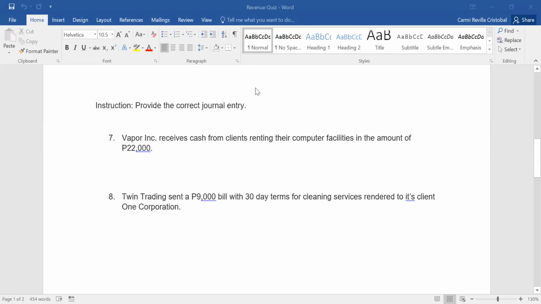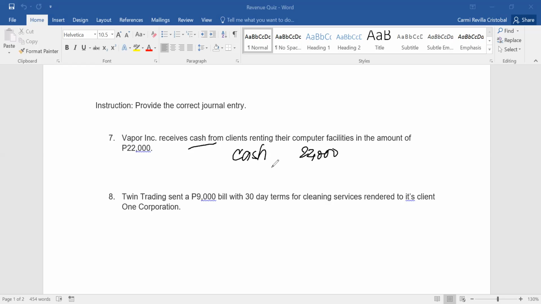Okay, let's proceed to the next exercise. Ayan. Provide naman tayo ng journal entry. Okay, let's do that. Number 7. Vapor Inc. receives cash from clients renting their computer facilities in the amount of 22,000 pesos. Alright, so dito pa lang sa statement, you'll know na yung business nila. It's like they're renting their facilities. So your entry would be, and what did you receive? Cash.